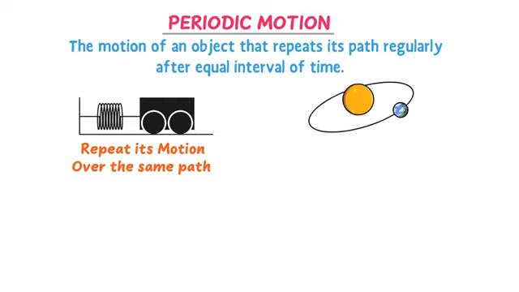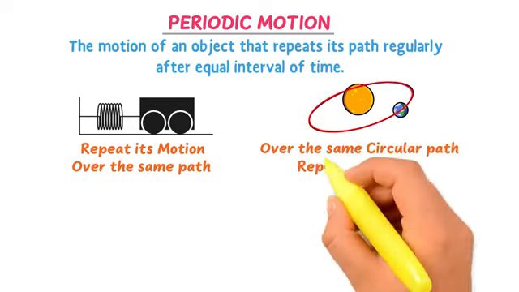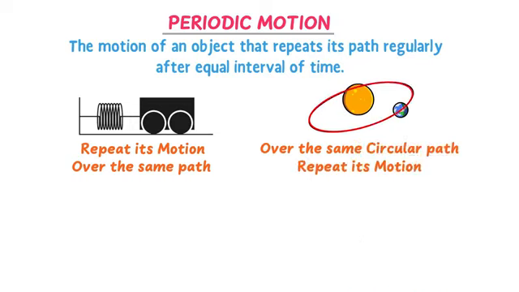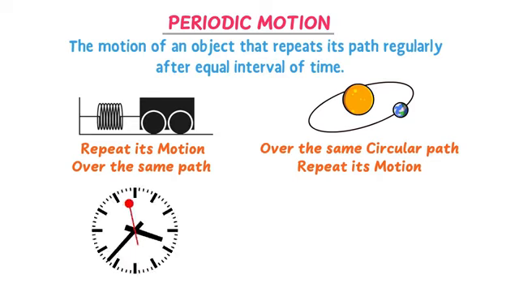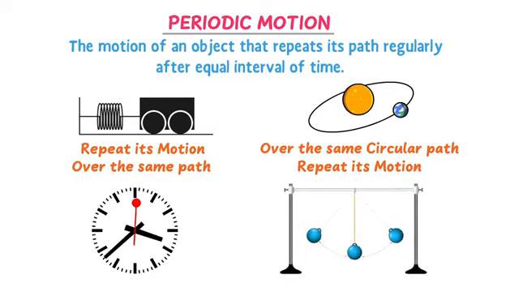Secondly, the motion of the earth around the sun. We know that the earth moves over the same circular path and repeats its motion after equal intervals of time. So it is also in periodic motion. Thirdly, the motion of the hands of a clock. And fourthly, the motion of the pendulum. These are different examples of periodic motion because they repeat their respective motion over the same path after equal intervals of time.